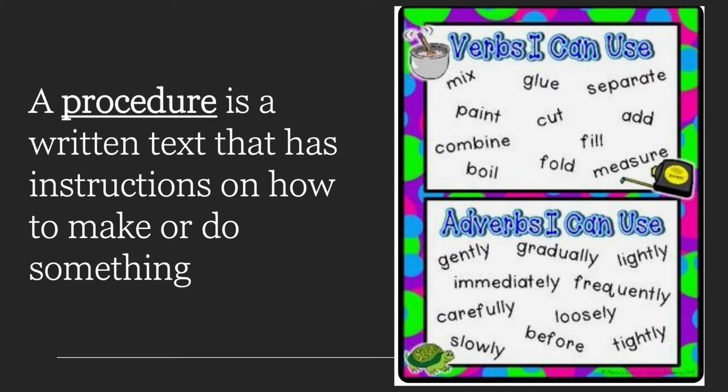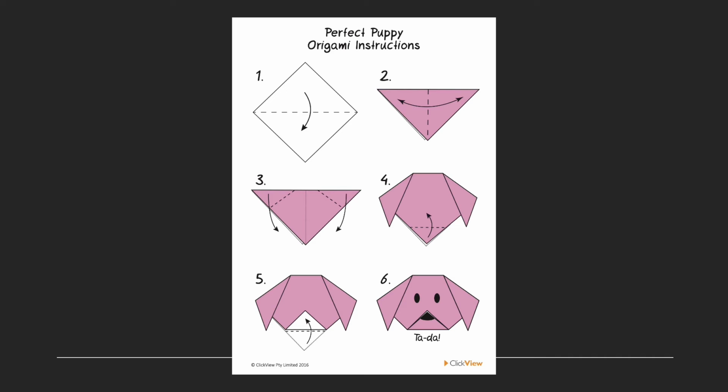And then here are the adverbs at the bottom of that anchor chart that describe the action. So you can use gently, so if you gently mix something together, gradually, lightly, frequently, immediately, carefully, slowly, before, loosely, and tightly. And there are many more that you can use to describe the action that you're going to write in your procedure.